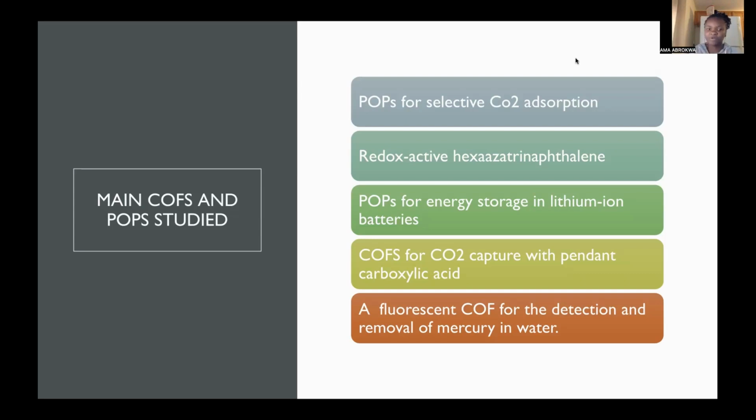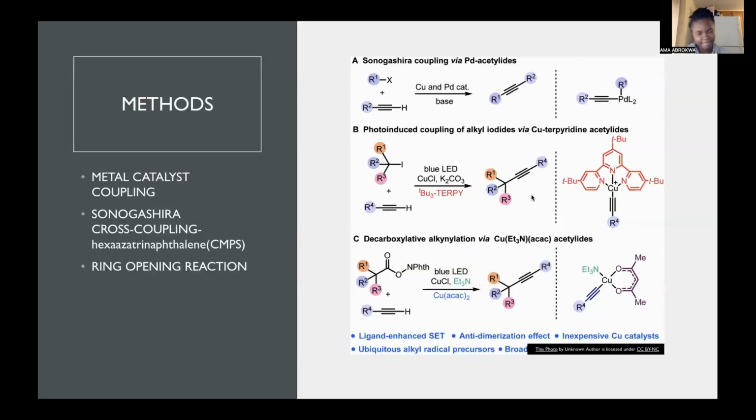What I found most interesting was a fluorescent COF for the detection and removal of mercury in water. As mentioned in the first slide, COFs have tunability. They can be maneuvered or manipulated to use. An example is how it has a fluorescent nature. You just use the fluorescence that the COF has, and it helps in the detection and removal of mercury in water, which also helps in the environment, removal of bad materials in water bodies. So the next one, please.